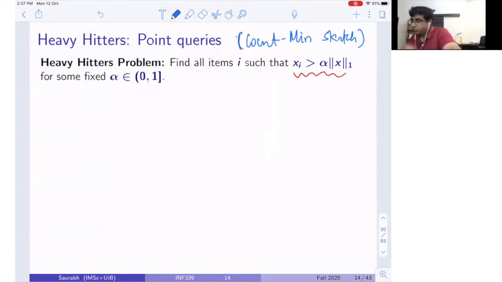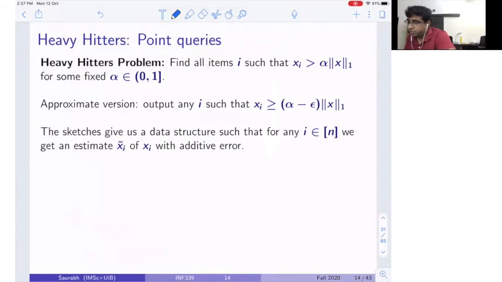Okay, so let's say what will be an approximate version of this. I want to output any i such that xi is at least alpha minus epsilon times the norm of x 1, okay? Now why do I want to do this? Because the sketches give us a data structure so that for any i in n, we get an estimate xi tilde of xi with additive error.